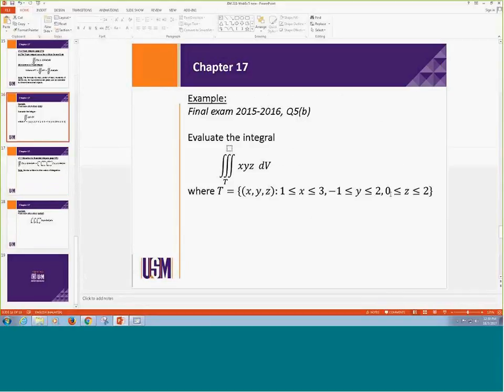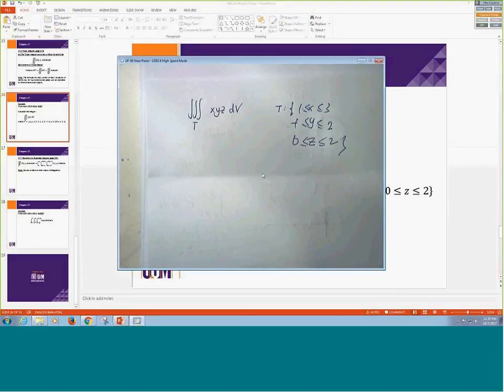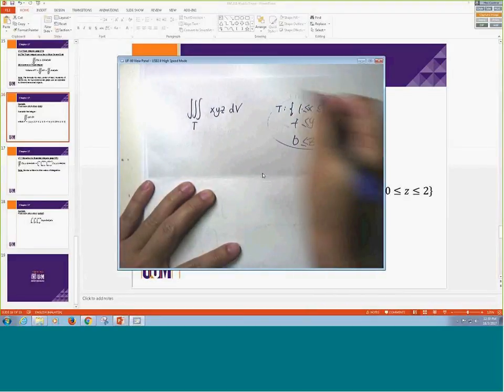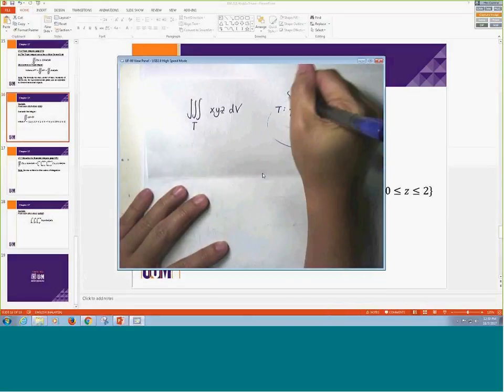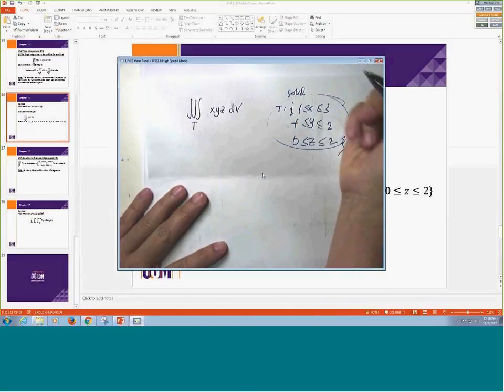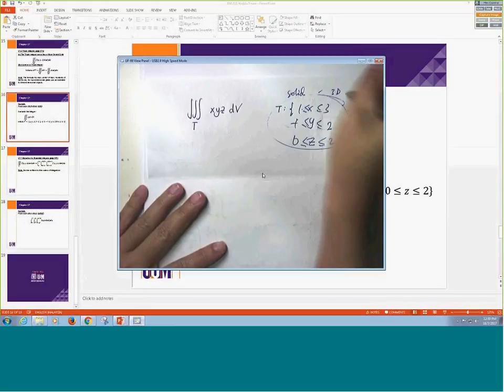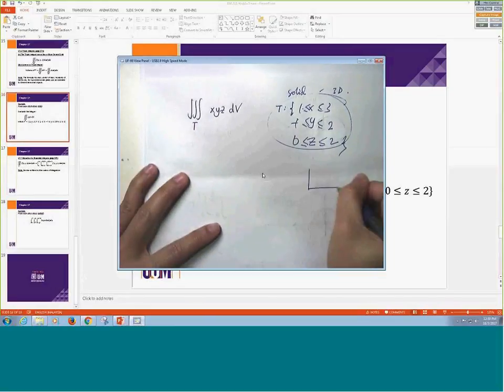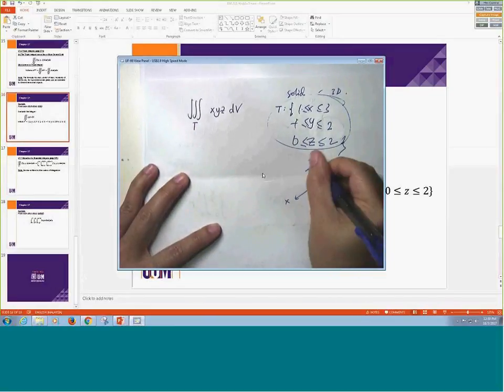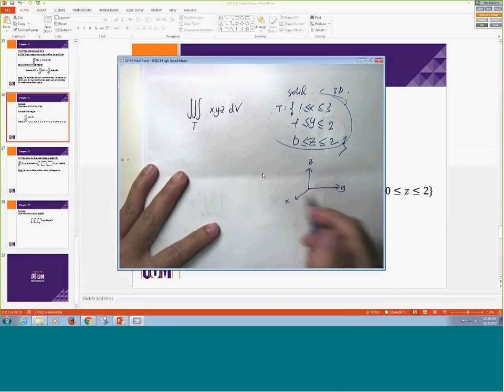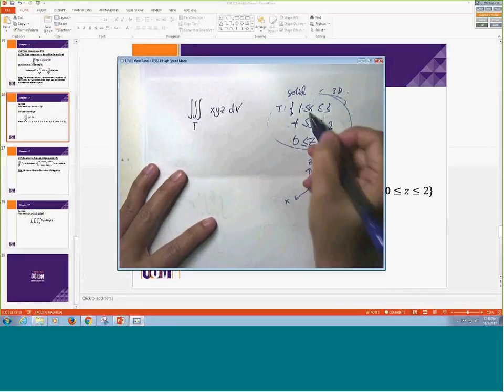Now this T is a solid, a bongkah. That means it's in 3D. If you plot this, it's actually x, y and z. You will notice that it's a cuboid. x from 1 to 3.